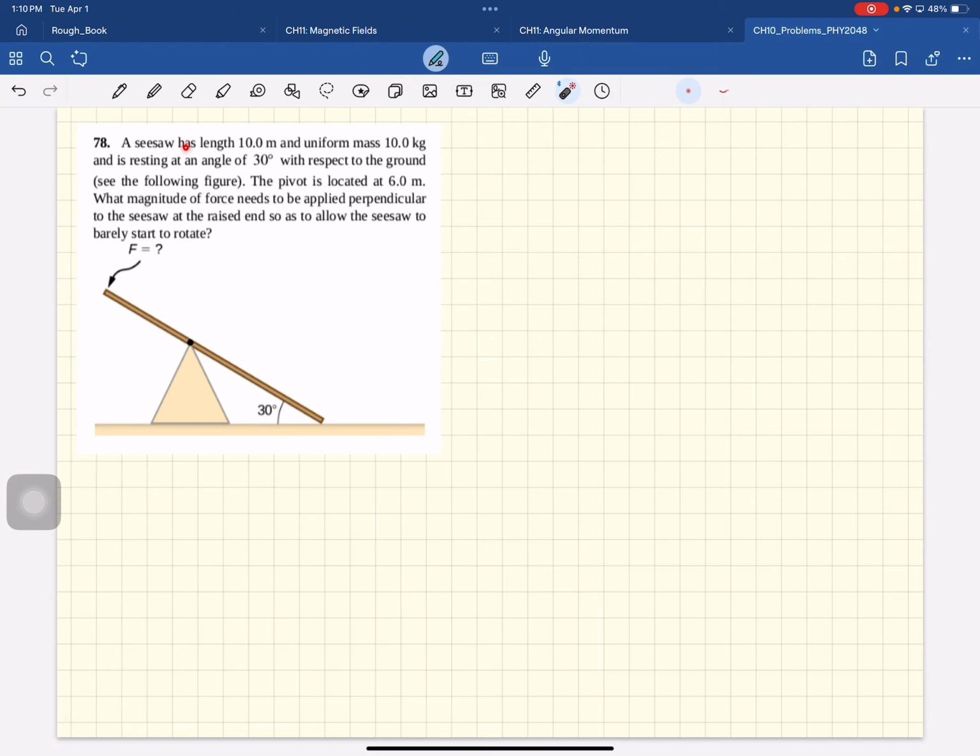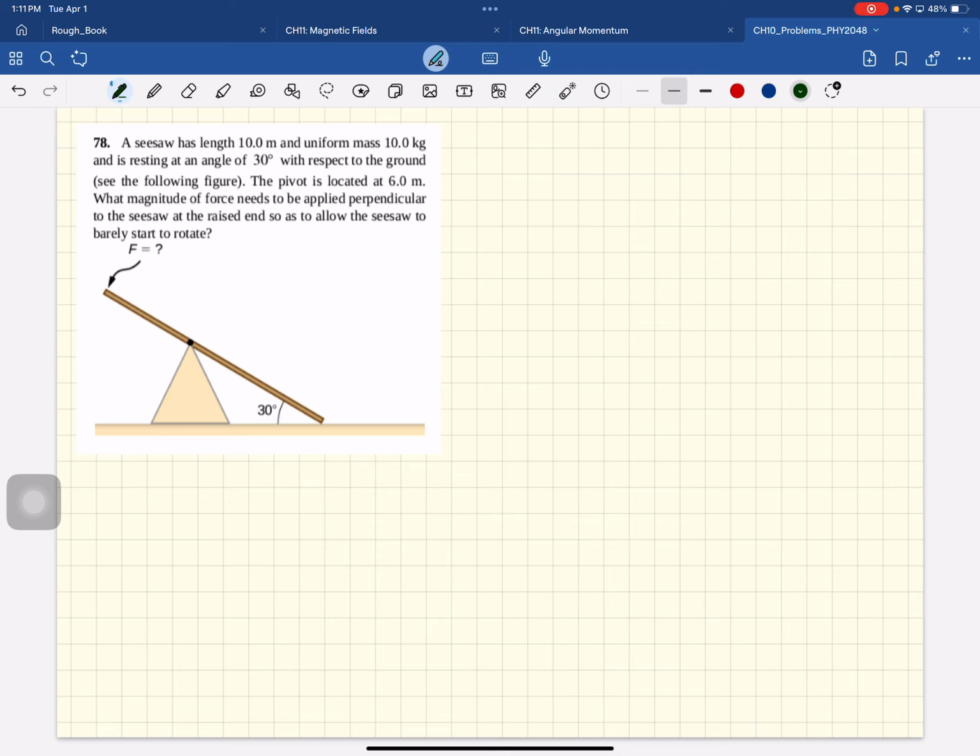Okay. A seesaw has length 10 meters and a uniform mass of 10 kgs. So it's 1 kg per meter and is resting at an angle of 30 degrees with respect to the ground. The pivot is located at 6 meters. So this distance is 6 meters, this is 4 meters. What magnitude of force needs to be applied perpendicular to the seesaw at the raised end so as to allow the seesaw to barely start to rotate?